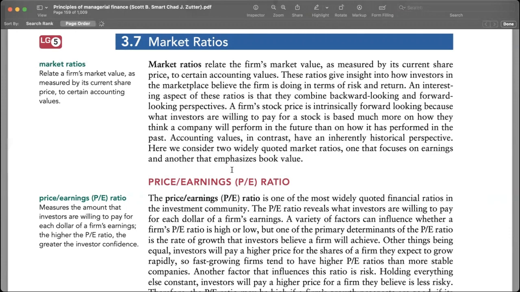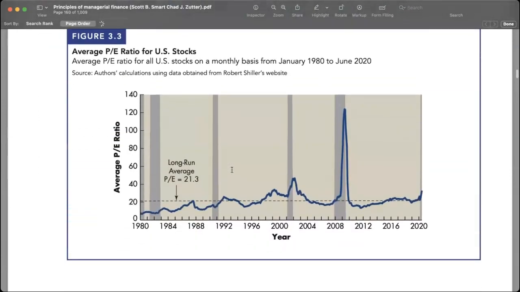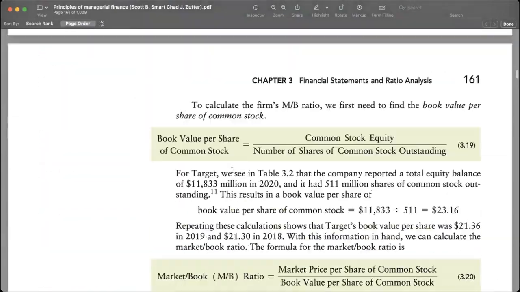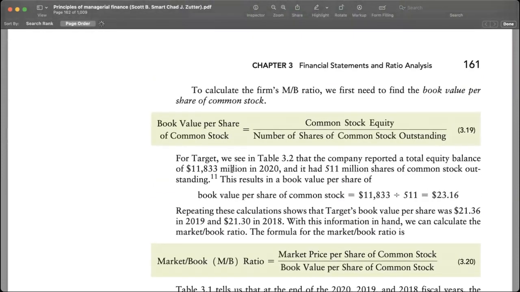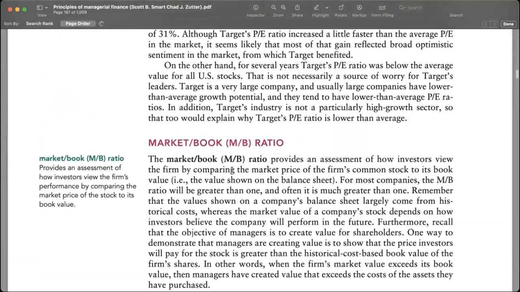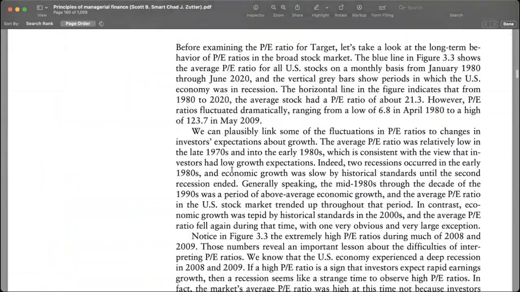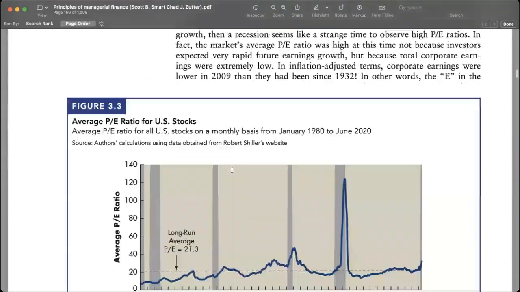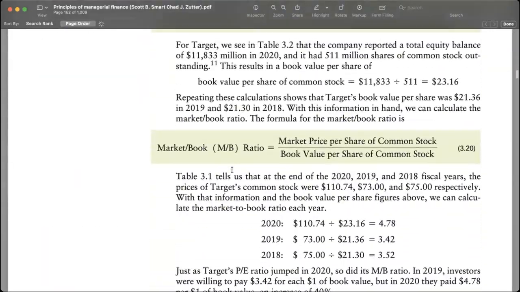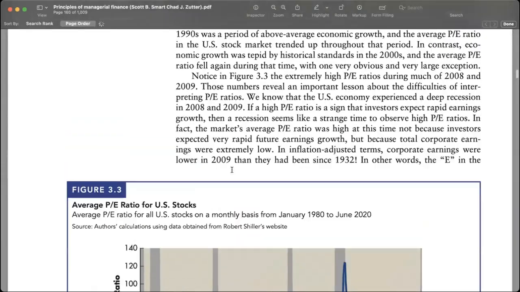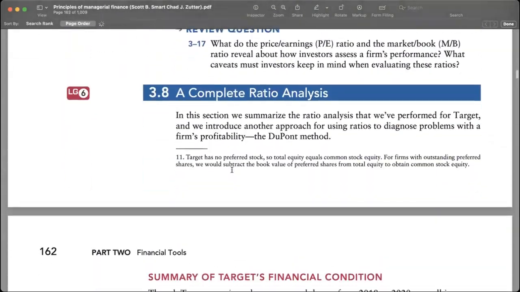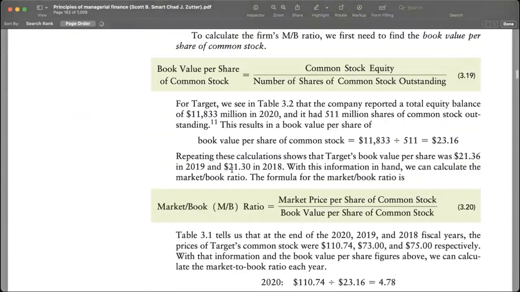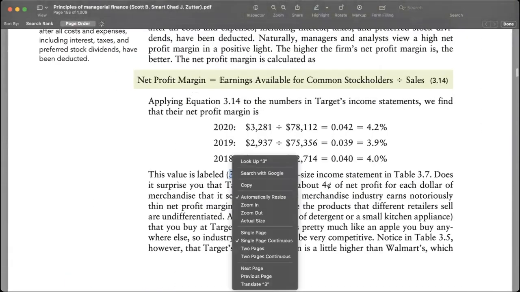So what are the market ratios? Price earning ratio, market to book ratio, and what? And book value per share to, yes, market to book ratio and price earning ratio. These two will be covered only here. Last ones are price earning ratio and market to book ratio. Okay. So these will be different types of ratios.